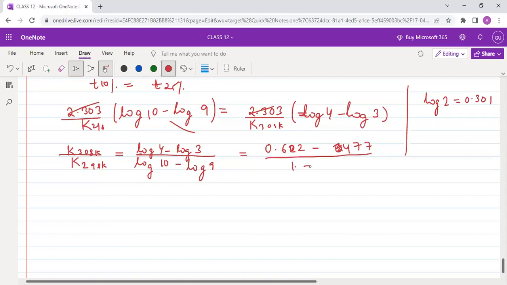Log 3 is 0.477 and log 9 is 0.954, because log 9 can be written as log 3 square, and the power will come in front, so it becomes 2 log 3. If we multiply 0.477 by 2, we'll get 0.954. Okay. Now you can solve the right hand side value. Yes. Let's do it.